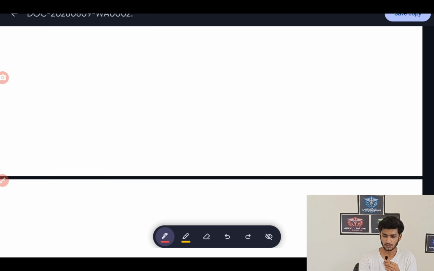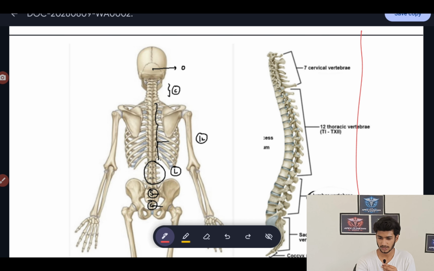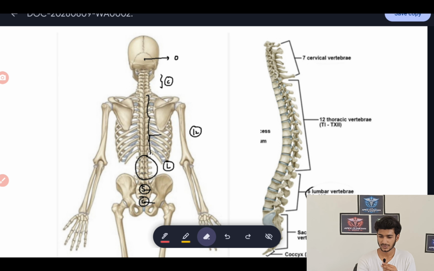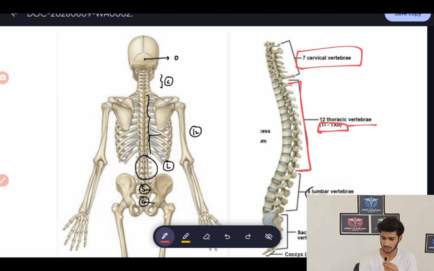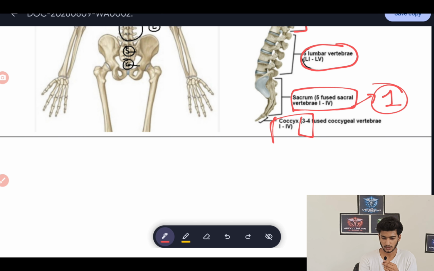This is the posterior view, and you can appreciate that these are the seven cervical vertebrae. After that, these are the thoracic vertebrae, which consist of T1 to T12. These are the five lumbar vertebrae. After that, these are the five sacral vertebrae, but they got fused and formed one sacral vertebra. After that, you can see here the coccyx region. The four bones which were present got fused into one. Now, this is the coccygeal vertebra.